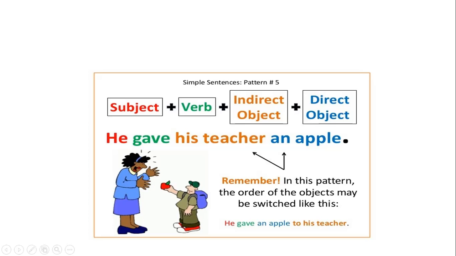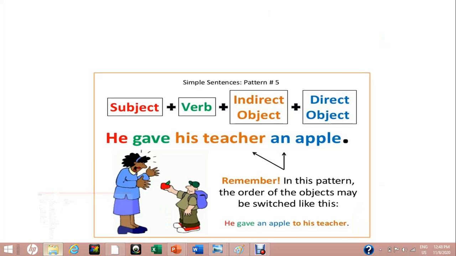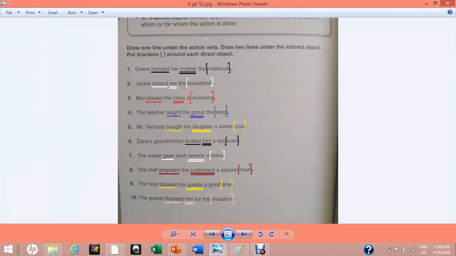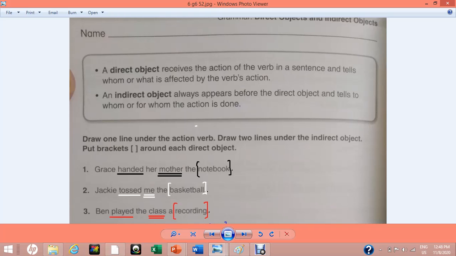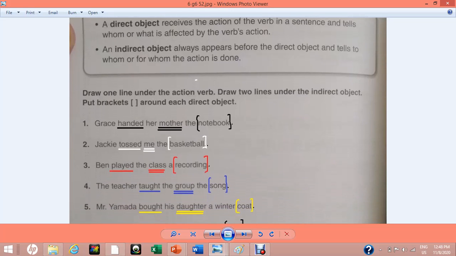So far we have studied the division of direct and indirect objects. Now we are going to solve our exercises on page number 52 and 53. Here is our page number 52. Draw one line under the action verb, draw two lines under the indirect object, and you are going to put brackets around each direct object here. Grace handed her mother the notebook. The notebook is a direct object while mother is an indirect object. That's why there are two lines while handed is the verb here.